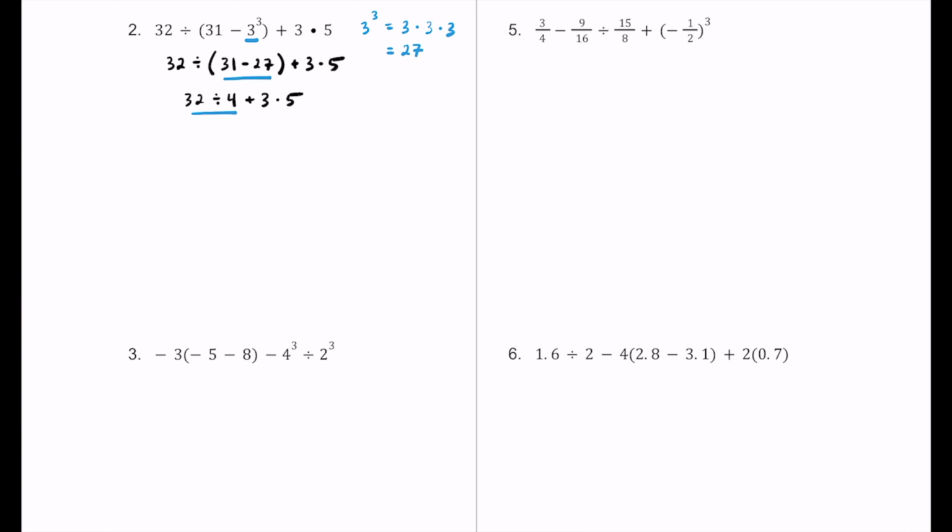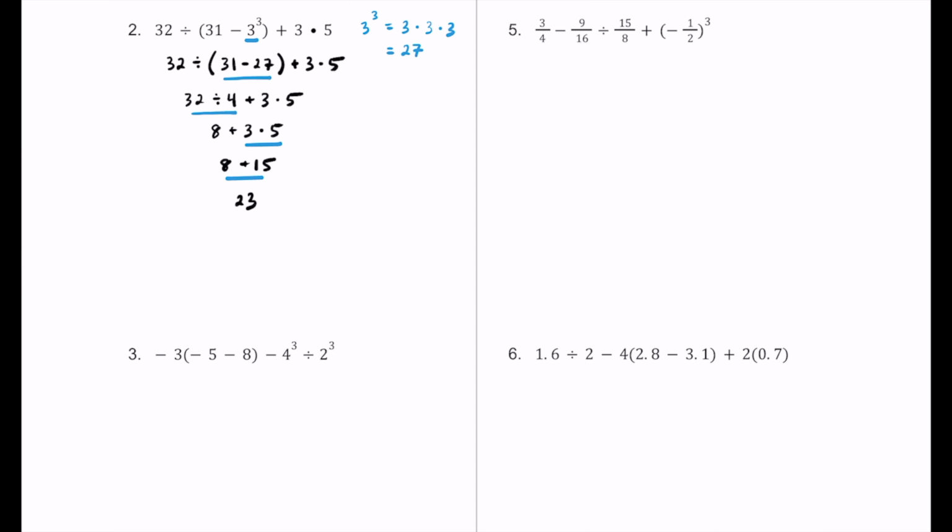32 divided by 4 is 8. So we have 8 plus the product of 3 and 5. Now between addition and multiplication, multiplication is more important. So 3 times 5 is 15. So we're going to have 8 plus 15. Then 8 plus 15 is going to equal 23. So that would be the value of this numerical expression.